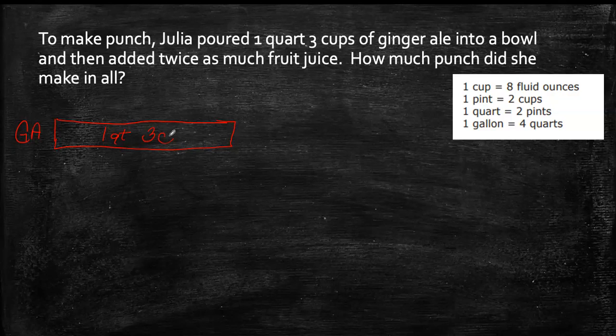Then she added twice as much fruit juice. Oh. So she added twice as much fruit juice. Okay. Well, I need to do fruit juice. So she did the same amount. So she did it once, but it's telling us she did it twice. So here's the one time she poured it in. And now I need her to pour it in one more time.